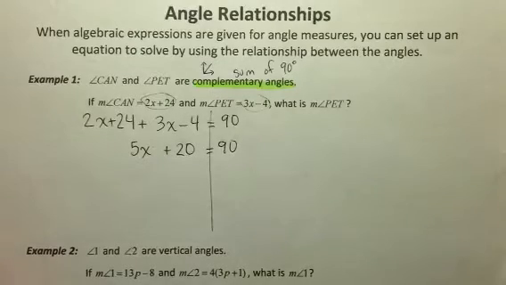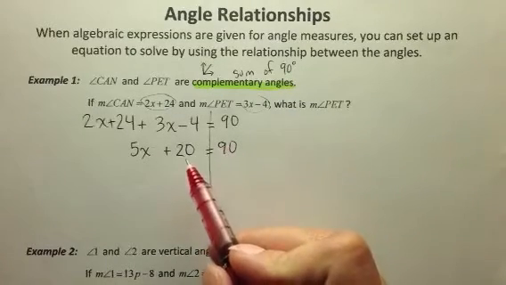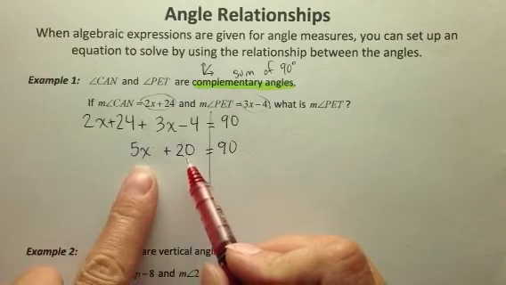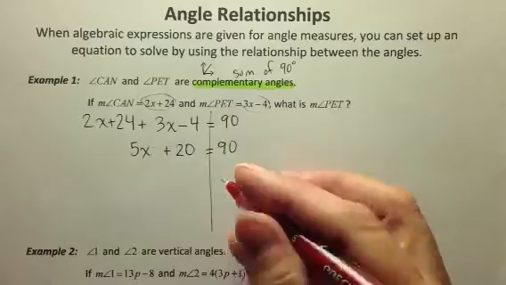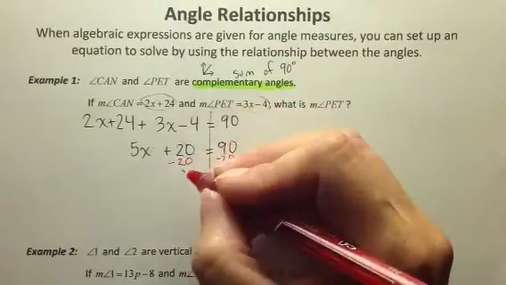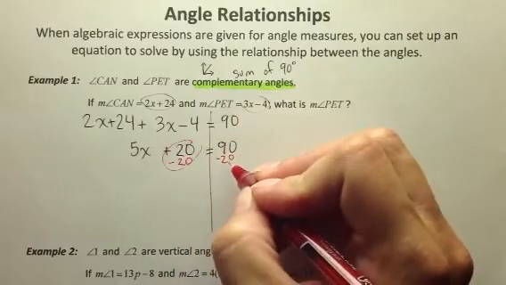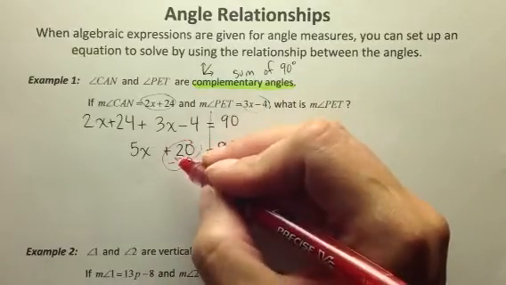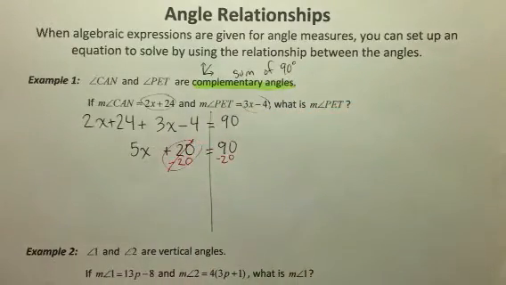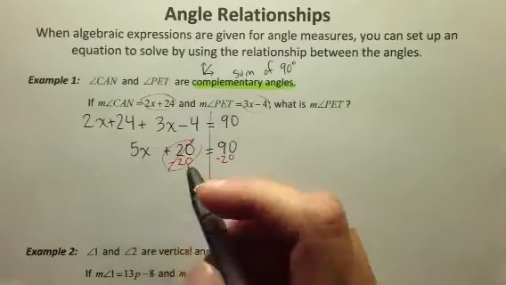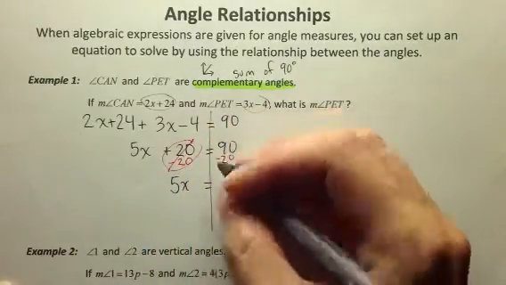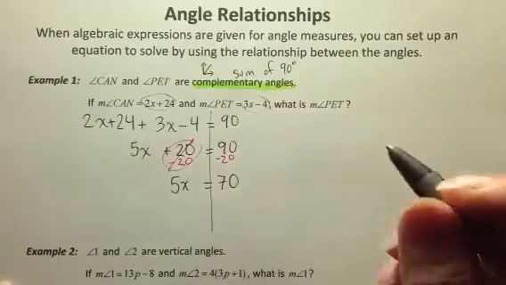Now I want to get my like terms together, which means I'm going to get my constant term here with my other constant term. I'm going to move the 20 because I want to get x alone eventually, so I'm going to do that by using the subtraction property of equality. Okay, if I subtract it from one side, I have to subtract it from the other side. And the reason why I subtract this, I'm using the inverse property to make that 0. So 0 plus 5x just leaves me with 5x equals 90 minus 20 is 70.